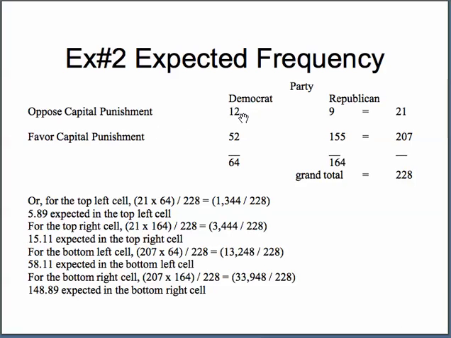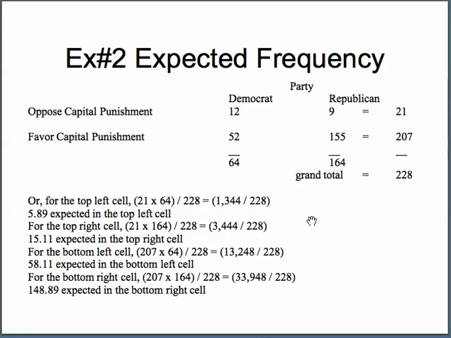Democrat opposed capital punishment is cell 1. Republican opposed capital punishment is cell 2. Democrat favor capital punishment is cell 3. Republican favor capital punishment is cell 4. Or, for cell 1, 21 times 64 divided by 228 is equal to 1,344 divided by 228, or 5.89 expected in the top left cell.